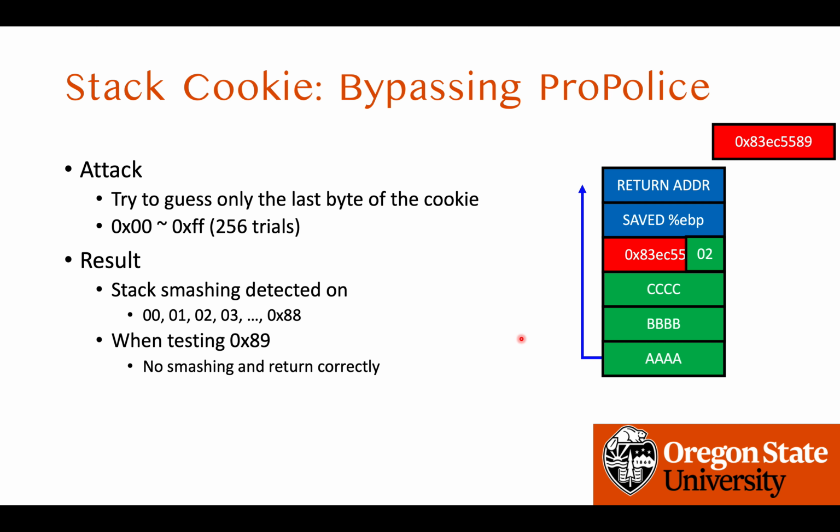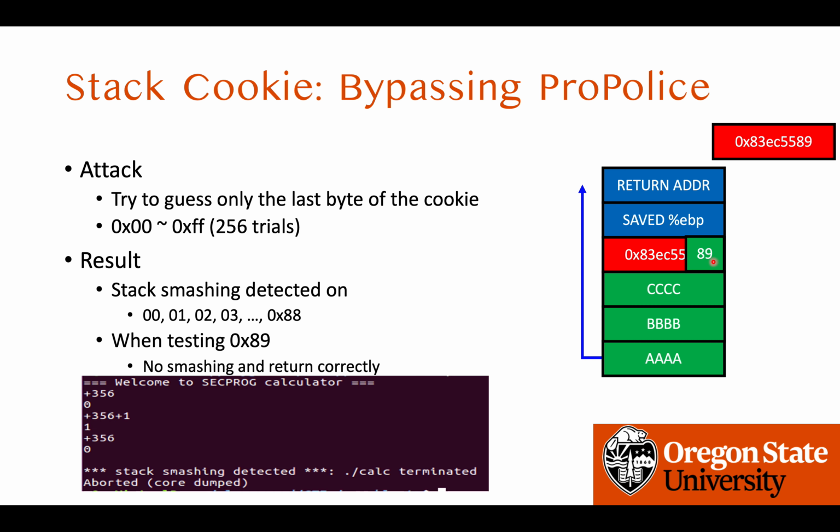Because if it shows that stack smashing is detected, that means we failed at guessing this value. But eventually, if it matches the original value, 89, then it will not print a stack smashing message at all. Then we can detect that the value has been matched. Some messages like this will be printed if we guess 0, 1, 2, 3, meaning the value has mismatched. But if we match the value, then we cannot see this message. So by using that as a side channel, we can detect whether we match the value or not.